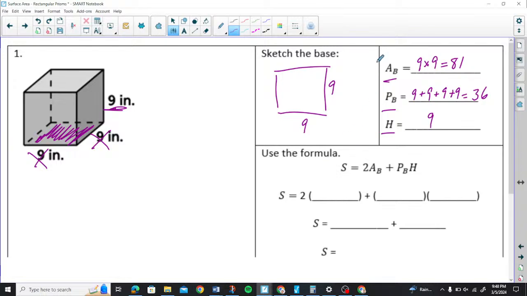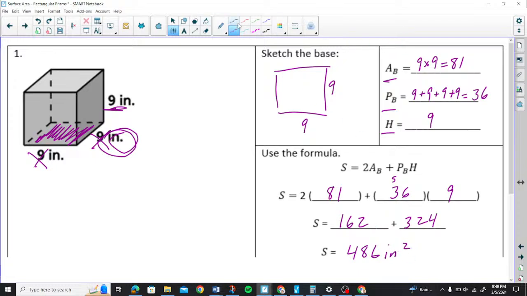So now we just substitute these 3 values into our little formula. 2 areas, so that's 2 times 81, the perimeter, 36, and the height of 9. Then we show our products. 2 times 81 is 162, and 36 times 9: 6 times 9 is 54, carry the 5. 9 times 3 is 27, plus 5 is 32. And now we add our numbers. 2 plus 4 is 6. 6 plus 2 is 8. And 1 plus 3 is 4. We check our units over here. We're dealing with inches, so this is inches squared.